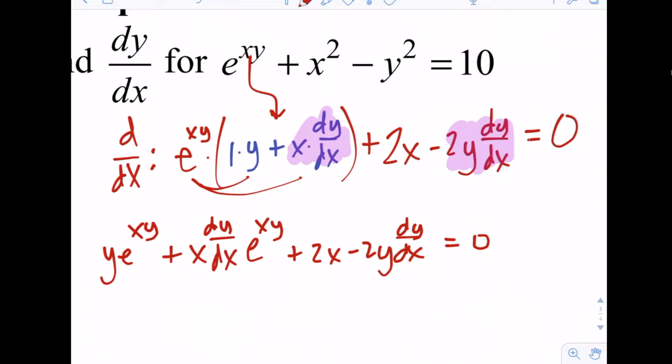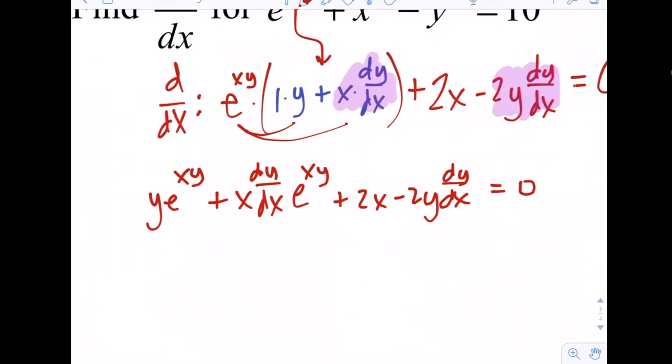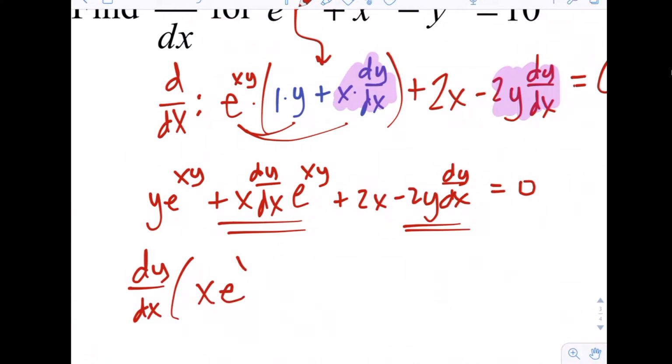So it's not difficult at this point. It's just kind of painstaking. There's a lot of symbols to carry around. And now we have our dy dx terms on the same side, so we'll factor out the dy dx. And we're left with x times e to the xy minus 2y. And then the other two terms that are not underlined go to the other side, so I'll call it a negative 2x and a negative y e to the xy.